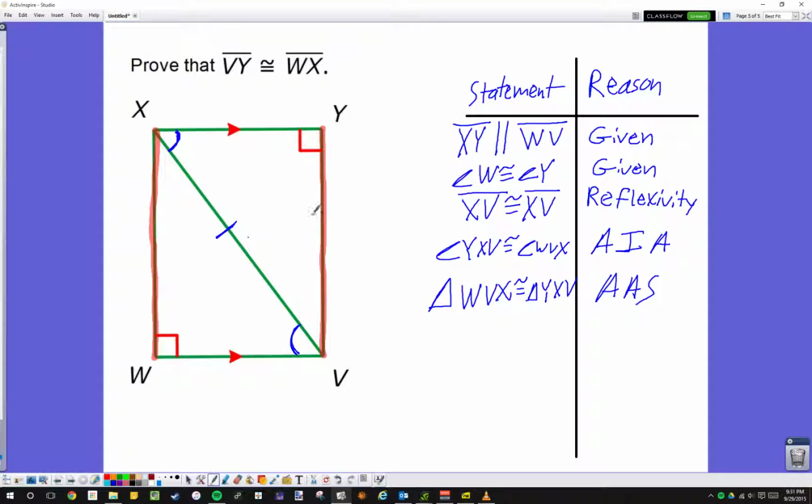Alright, finally I know that these sides here are corresponding sides in these triangles. So I can end with my statement I wanted to prove, that VY is congruent to WX. That's because corresponding parts of congruent triangles are congruent.